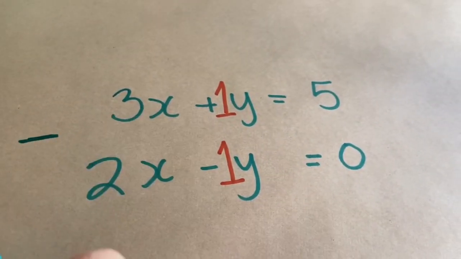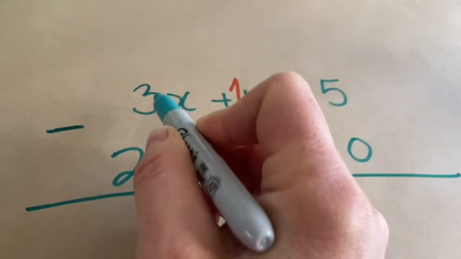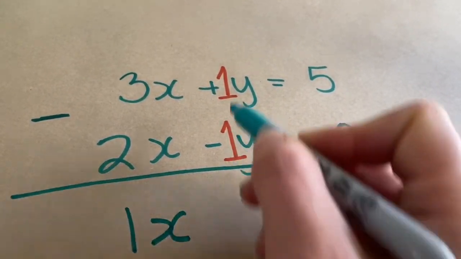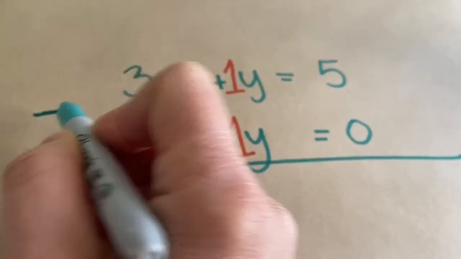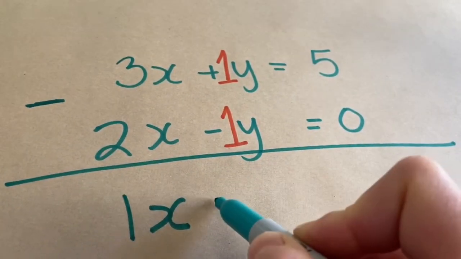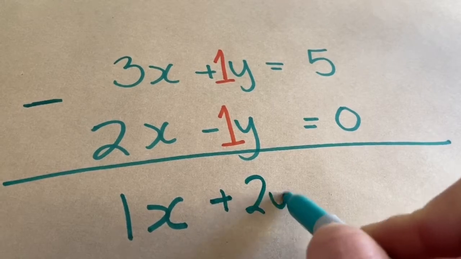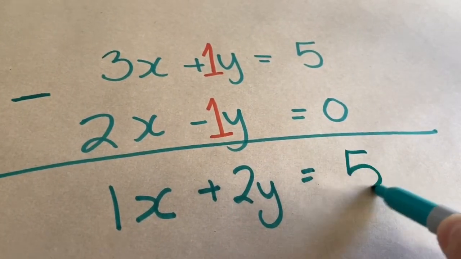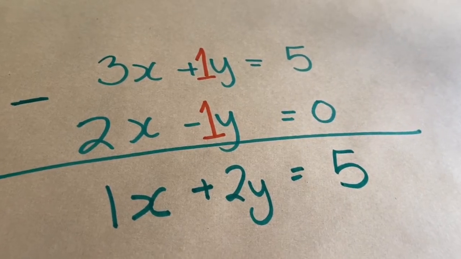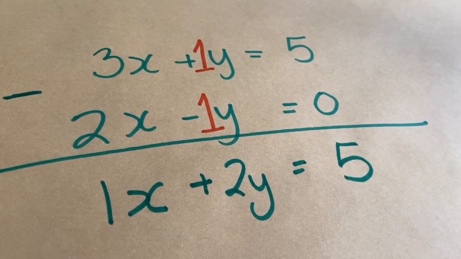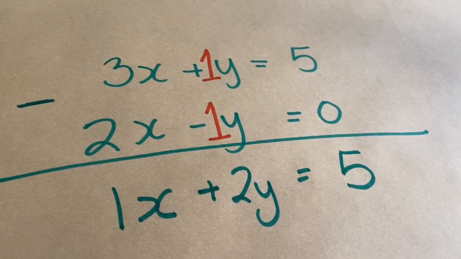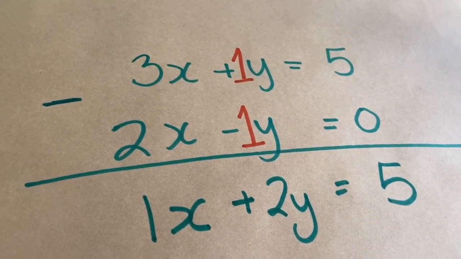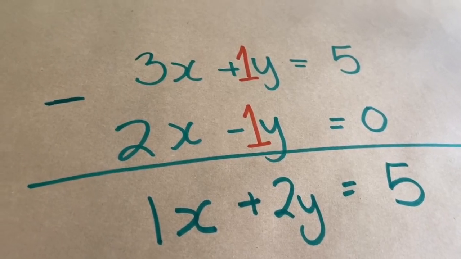If I were to subtract the equations, 3 minus 2 is 1x. 1 subtract negative 1 will give you plus 2y. And 5 subtract 0 gives you 5. By subtracting, did I remove any variables? No, I still have an x, I still have a y. So that has not worked for elimination. So let's try again. Instead of subtracting, let's add them.